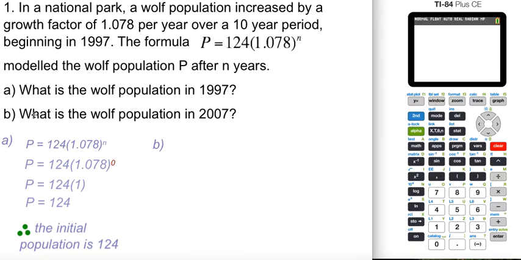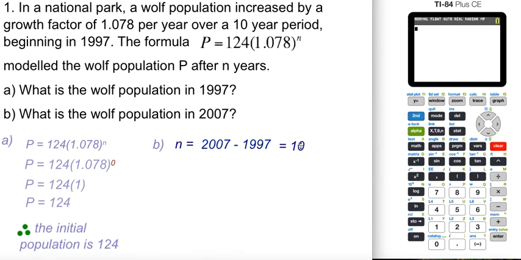The next part asks us, what is the wolf population in 2007? First off, for 1997, n was 0. Now each year after that goes 1, 2, 3, 4. So in order to find n, we take the year that we want to know and subtract the original year, 97. So 2007 minus 1997 tells me that n will be 10.